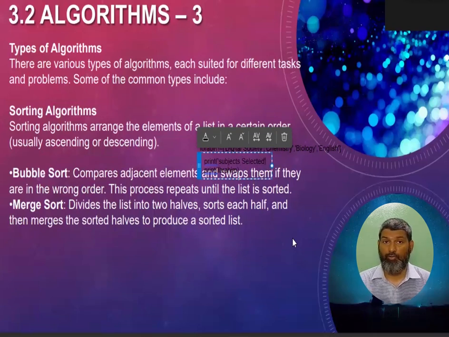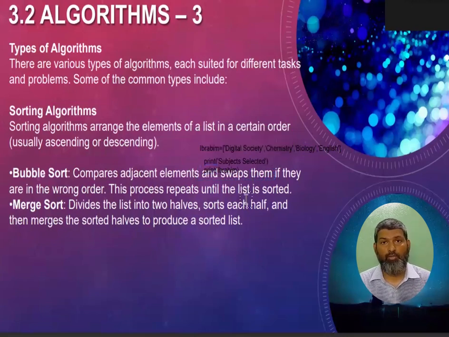Subject selected is a message within the print statement. And underneath, you can see you have printed the list from Ibrahim, showing how many subjects you stored here. So digital society, chemistry, biology, and English, 4 subjects. They are all separated with a comma and enclosed with single quotes, right? So this is the concept of list. Got it? Yeah, got it. So this is stored in memory.